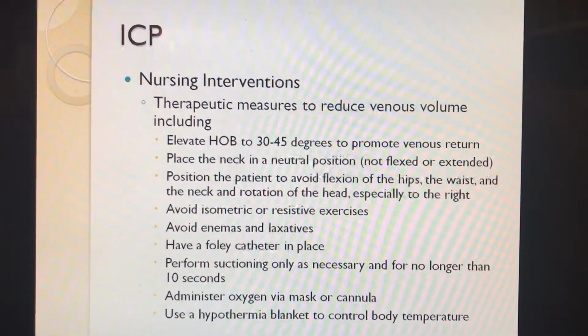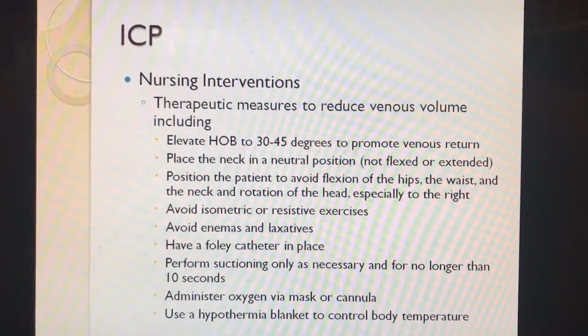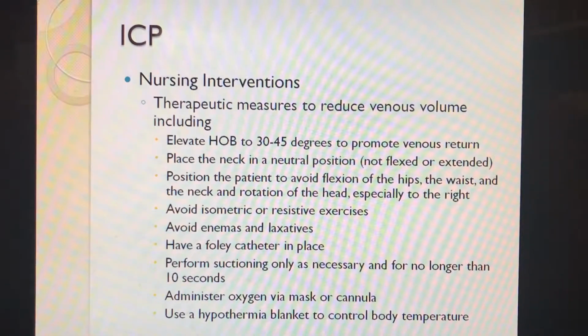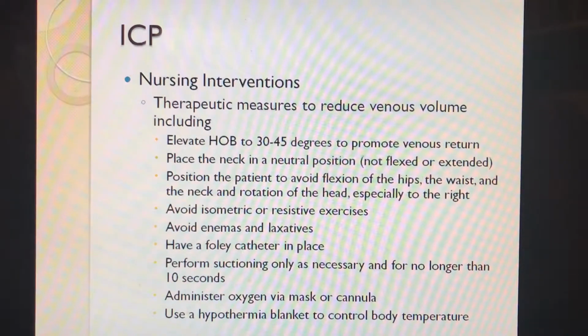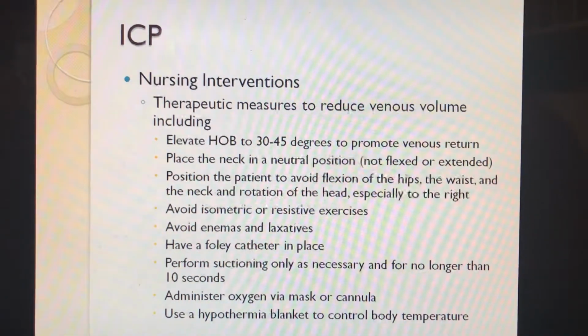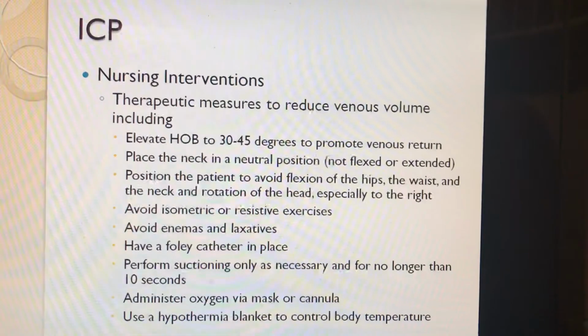Your nursing interventions. So you want to reduce venous volume. So you want to elevate the head of the bed. You want to make sure to place the neck in a neutral position, not flexed or extended. Position the patient to avoid flexion of the hips, the waist, and the neck, and rotation of head, especially to the right. Avoid isometric or resistive exercises. Avoid enemas and laxatives. You want to have a Foley catheter in place. You want to perform suctioning only as necessary and for no longer than 10 seconds. You can administer oxygen and you can use a hypothermia blanket to control body temperature.